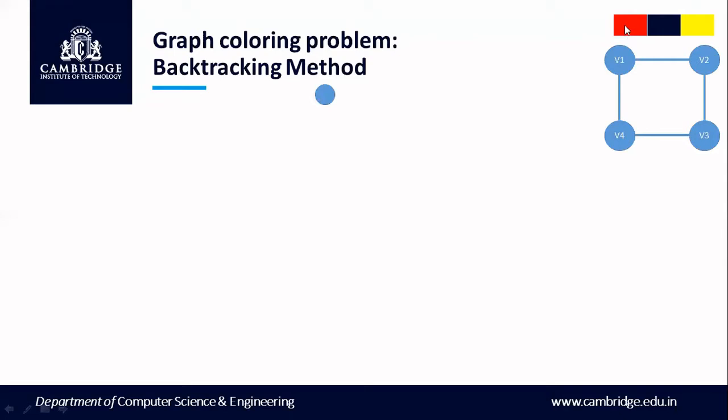If we call red color M1, black color M2, and yellow M3 in a very generic way, if there are M number of colors, we can call them M1, M2, M3, and so on till MM. Correct? Yes. Okay. If we start with the first color, so if we assign vertex 1 with M1, then the next option is assigning a color to vertex 2. Which color can we assign to vertex 2?